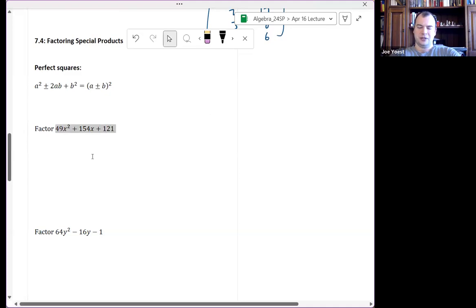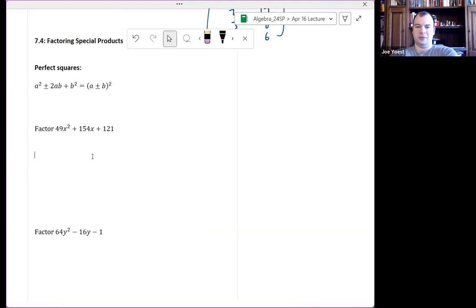Okay, so let's take a look at this example: 49x² + 154x + 121. I suppose I could go through the AC grouping method, but these numbers are pretty big. That's probably going to be kind of messy. I look for a greatest common factor. Well, 49 is 7² and 121 is 11². So there's no common factors between even the first and third term, let alone worrying about the middle term.